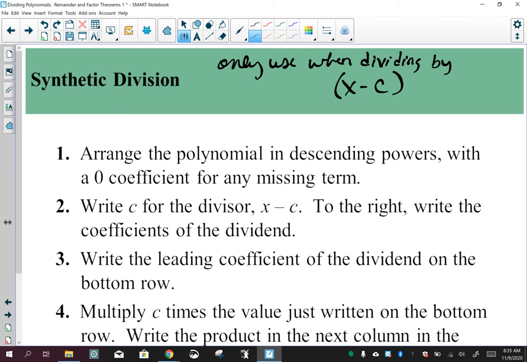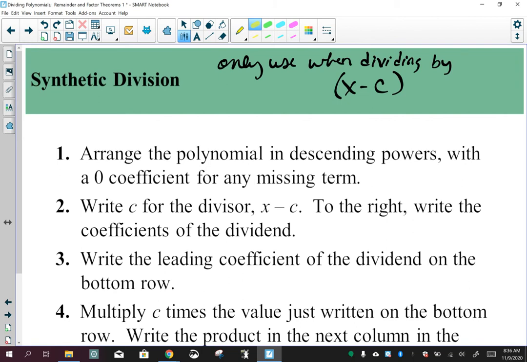If this is 3x minus whatever, you have to use long division. But if you have it in the form of x minus or x plus, as long as it's in that format, you can use synthetic division. And like I said, you can factor these really quick once you can do that. But if this had been 3x minus 2, you can't do it. If it was 4x plus 5, you can't do it. If it's x plus 7, you can do that one. Okay?